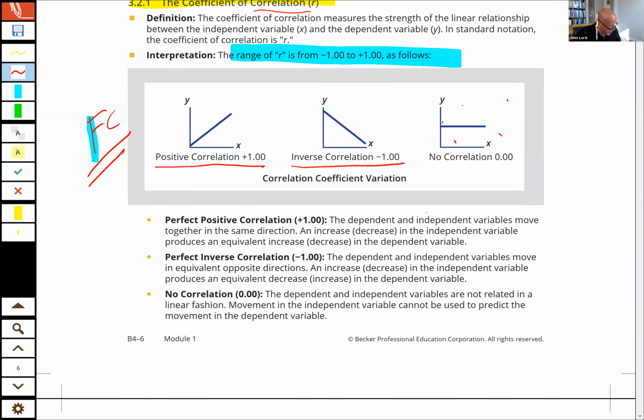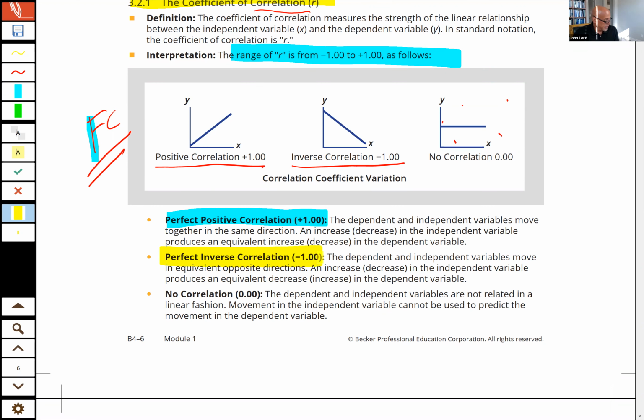So perfectly positive correlation is a +1 for the coefficient of correlation. Think of temperature and ice cream sales, or temperature and air conditioning use. The higher the temperature, the more people say, hey, let's go get some ice cream. The higher the temperature, the more people turn on their air conditioning. An inverse correlation says things move in the opposite direction.